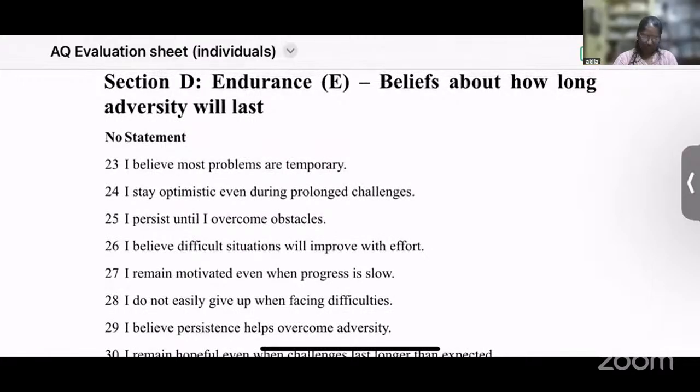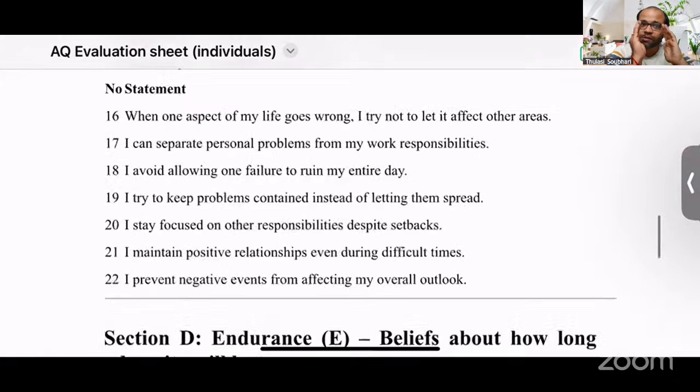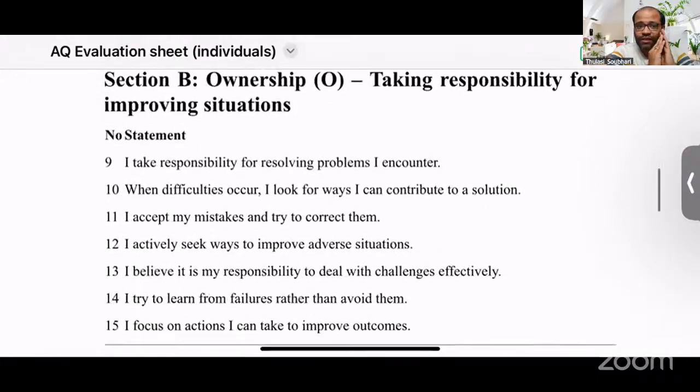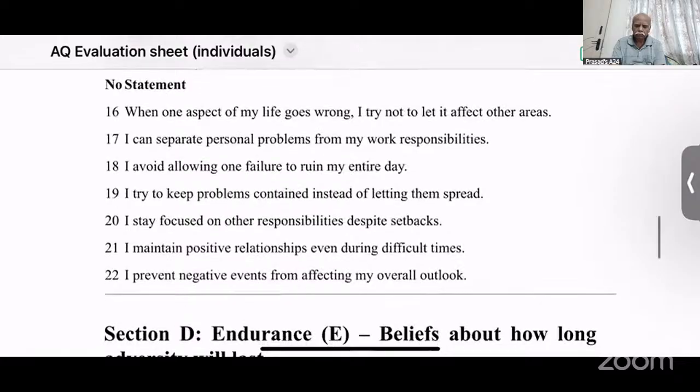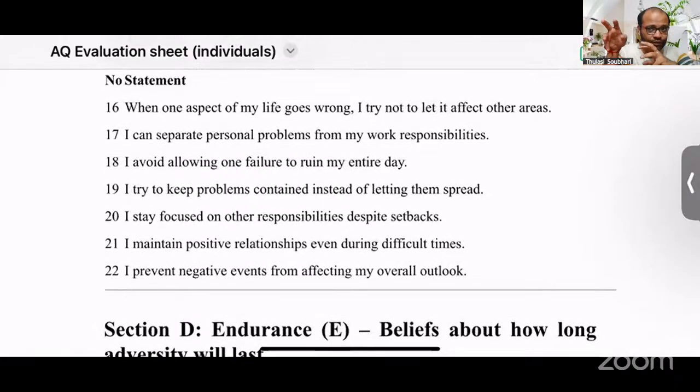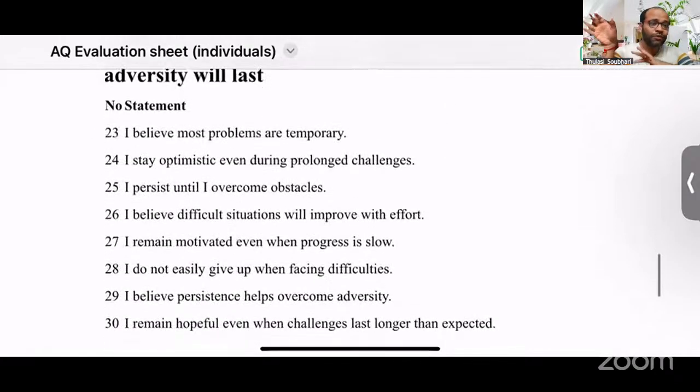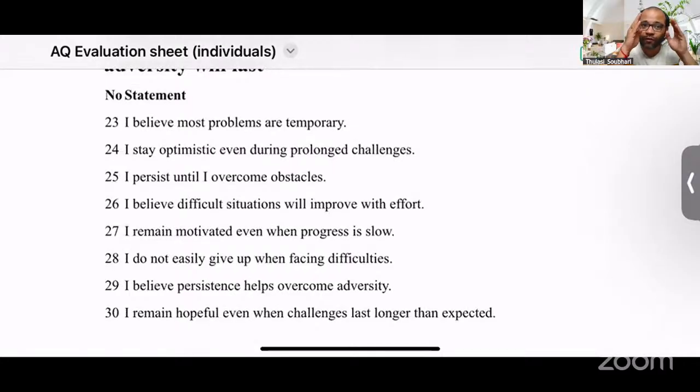Did you understand? C is measured from 1 to 8. Am I right? O is measured from 9 to 15. R, the R score, is from 16 to 22 and E from 23 to 30. So find the total score for C, O, R, E. This is one tool for measuring your personality type and it will give you suggestions also on how to improve. That's why.